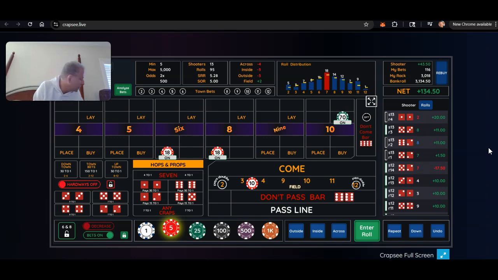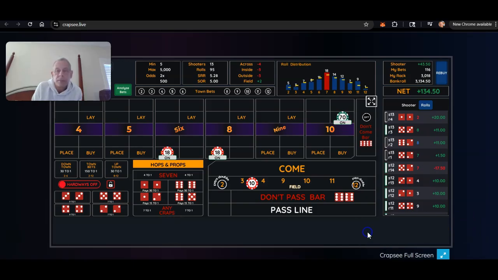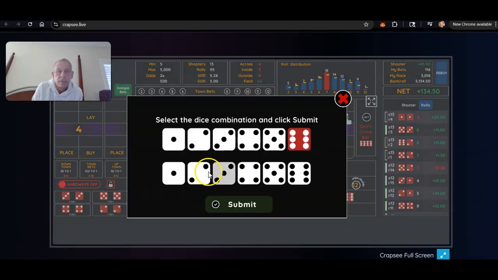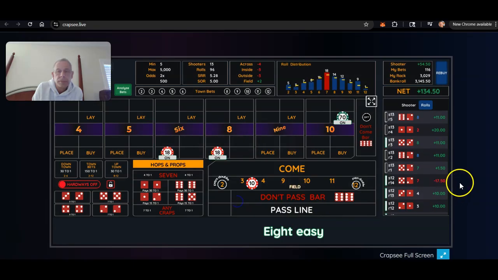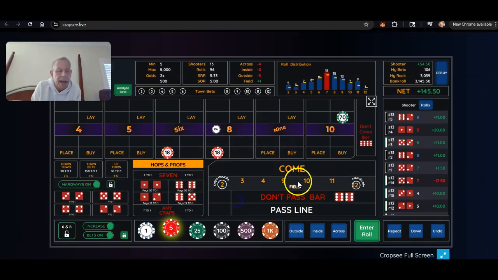6, 2, 8. 6, 2, 8. 8 easy. All right, we're back up to 145. Let's replace the field. Let's reduce to 60. All right.